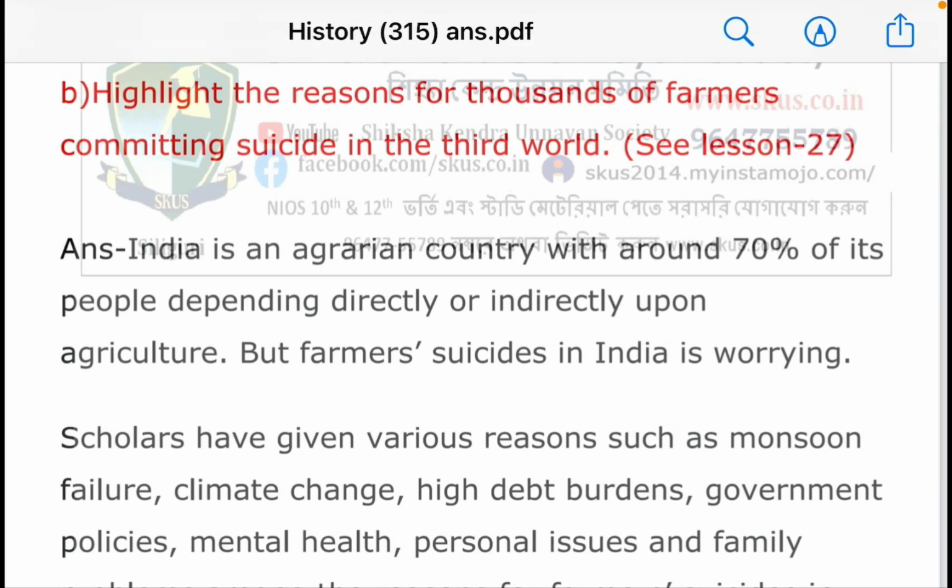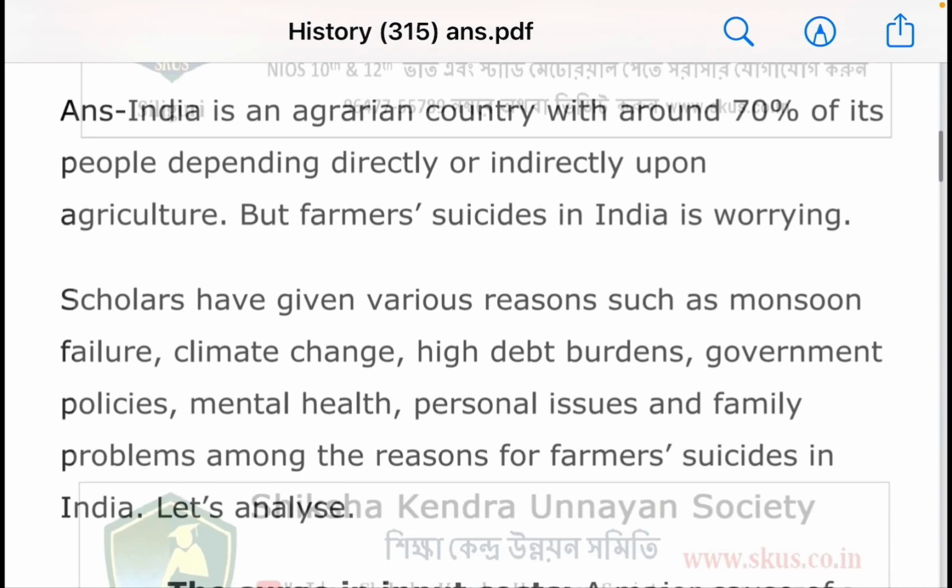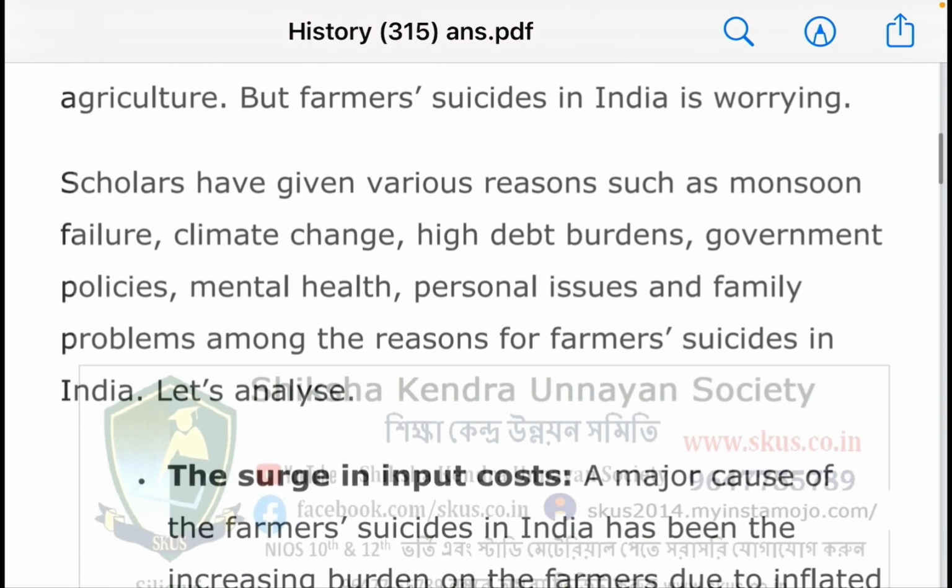Sir, India is an agrarian country with around 70% of its people depending directly or indirectly upon agriculture. But farmers' suicide in India is worrying. Scholars have given various reasons such as monsoon failure, climate change, high debt burden, government policies, mental health, personal issues and family problem. Among the reasons for farmers' suicide in India, let's analyze.